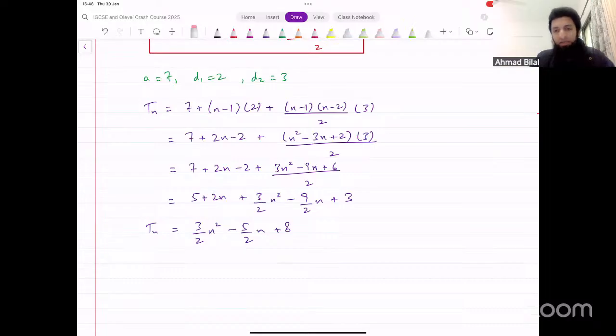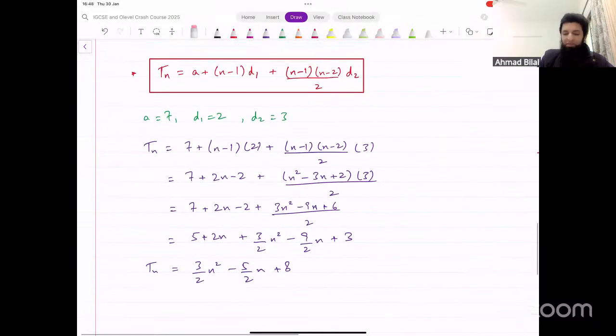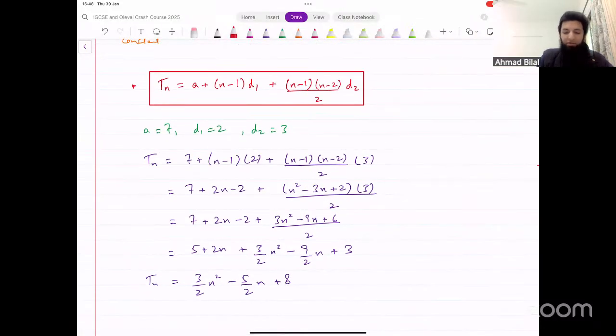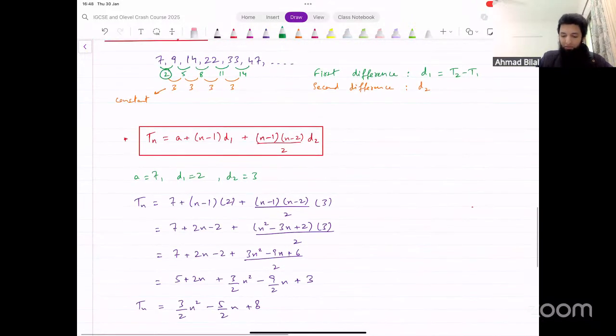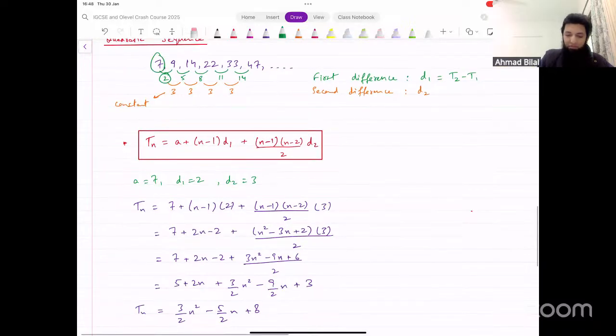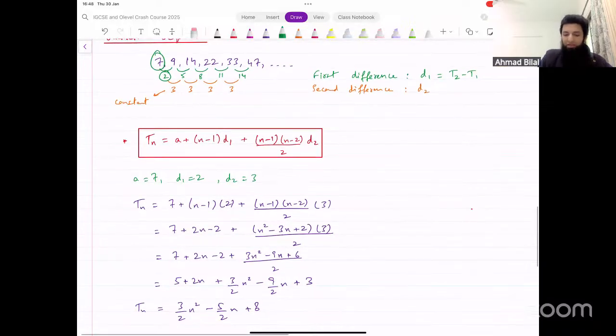Generally, an exam question will have integer coefficients, and that will be much simpler than this. But that's the formula you can use to write down the quadratic sequence directly. You can verify this now. If you input n equal to 1 here, you can see what that gives you. n equal to 1 gives you 7. Then you try n equals 2, and that should give you 9, and so on. You can check this formula. That's how it would work.